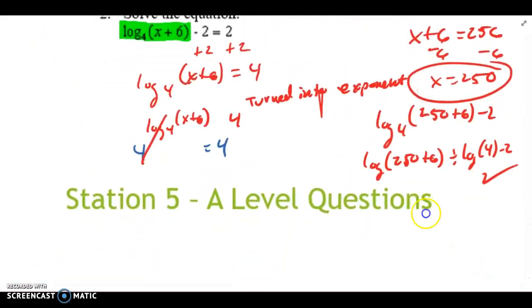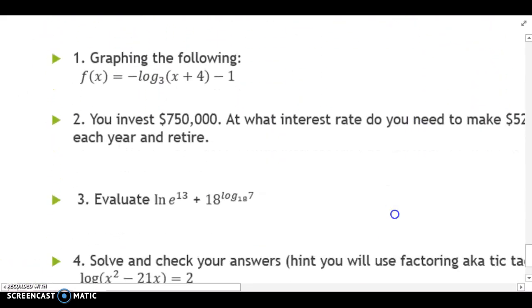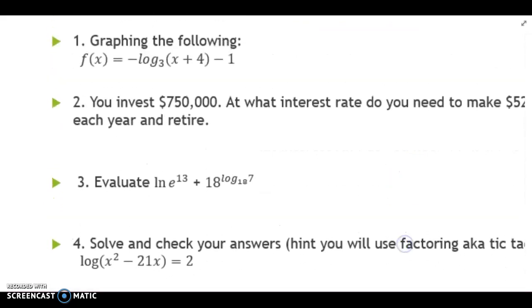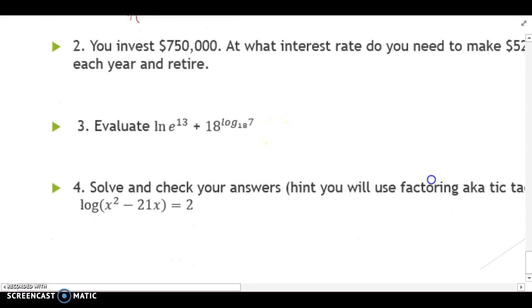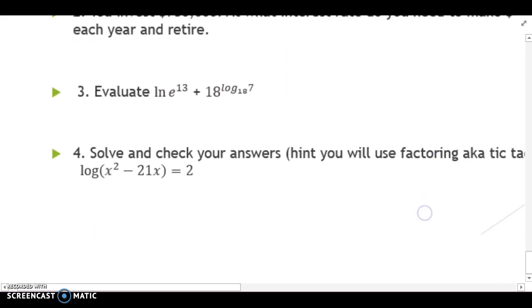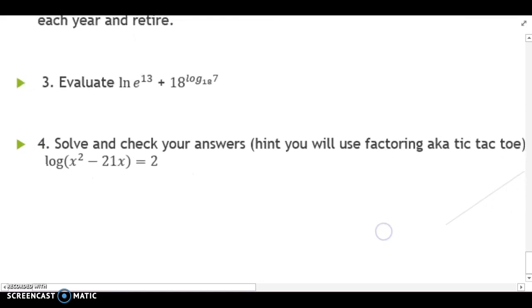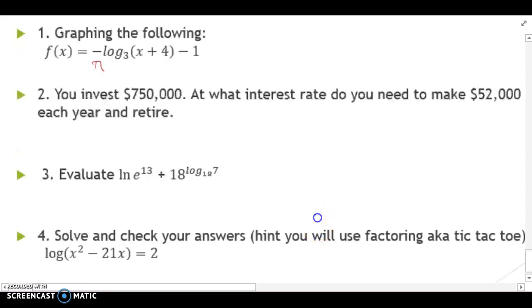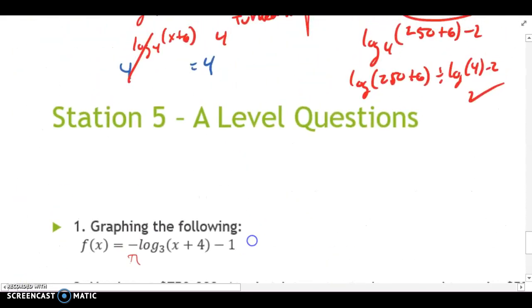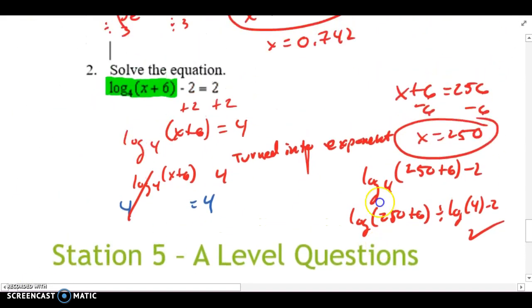Now, on the test, as well as here, we have some A-level questions that I'm not going to actually go over. But again, hopefully you have enough to figure it out. Notice there's a negative here. Here you're finding out the rate. Here you're doing something pretty simple, but if you don't understand the concept, it's really hard. And then here we have a tic-tac-toe or factoring question to solve. So that's how we're going to get an A on our test, but I won't go over them. So if you need questions on them, let me know.